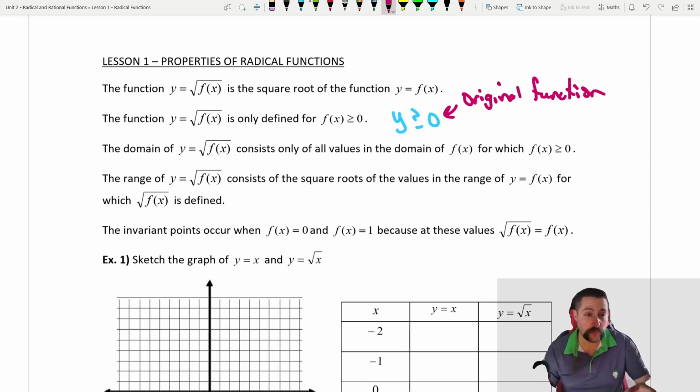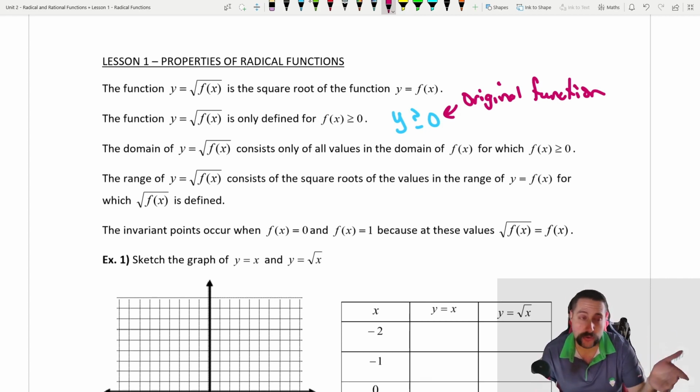The domain of y equals the root of f of x consists only of all values in the domain for which f of x is greater than or equal to 0. So basically the domain only exists when y is greater than or equal to 0. That's where your domain will start.